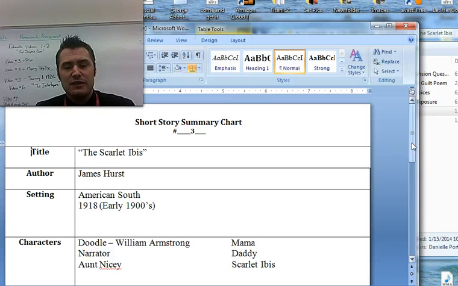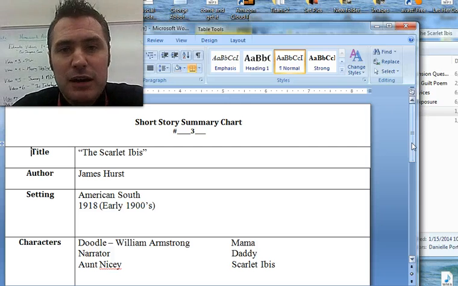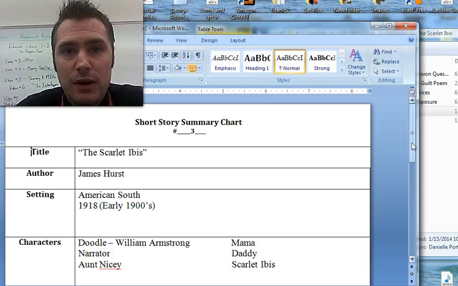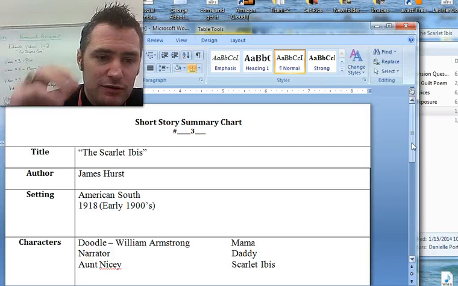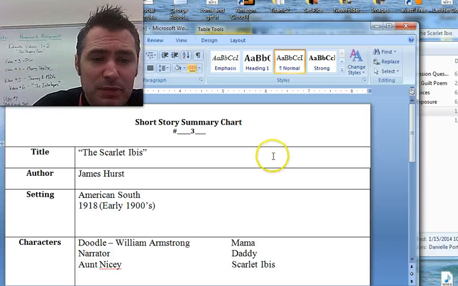Our setting is in the American South, and I told you the way the author described the place, I almost felt like I was at the Forrest Gump set, you know, with those trees with the moss growing down and things like that. This is back in 1918.